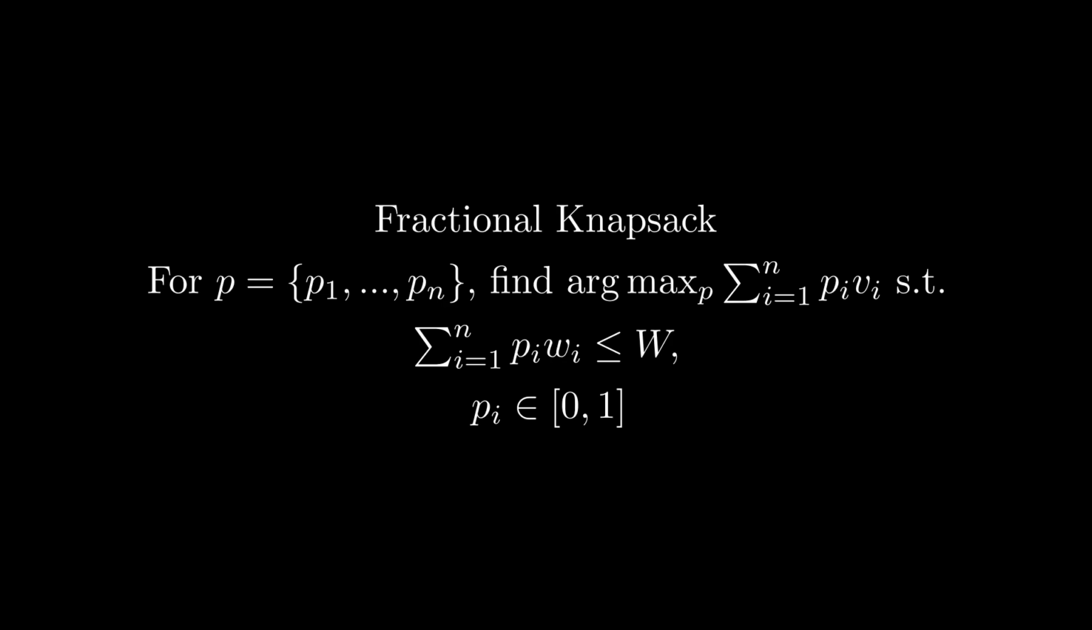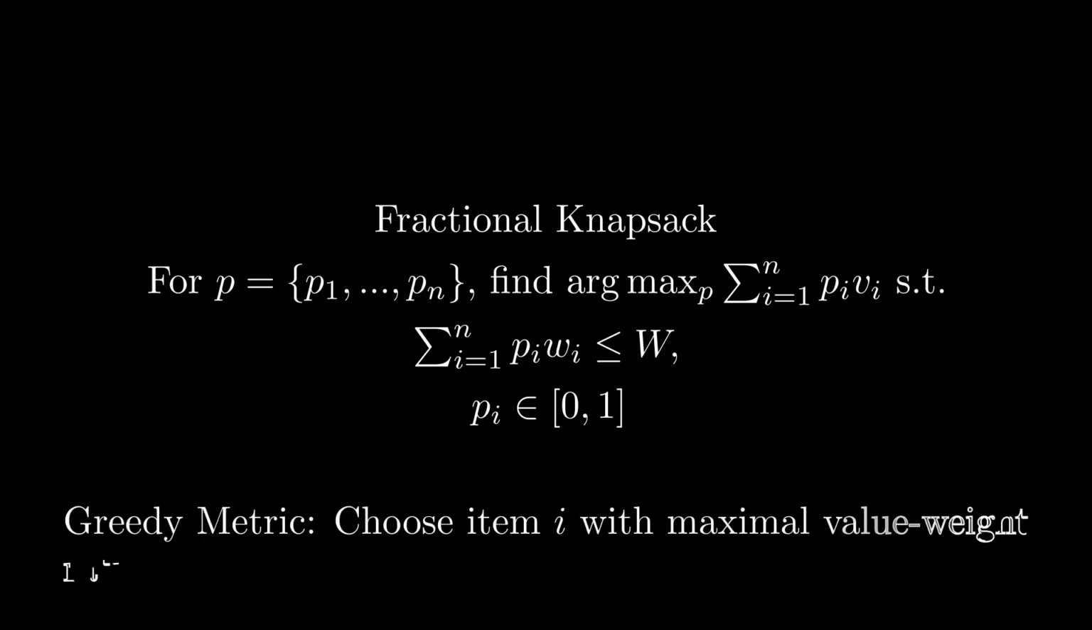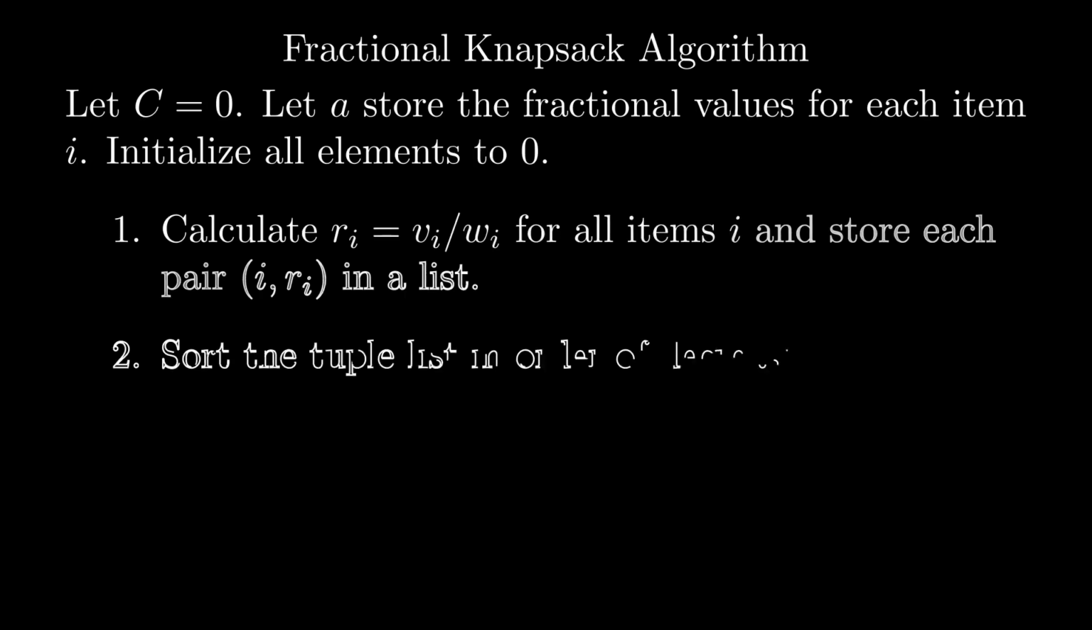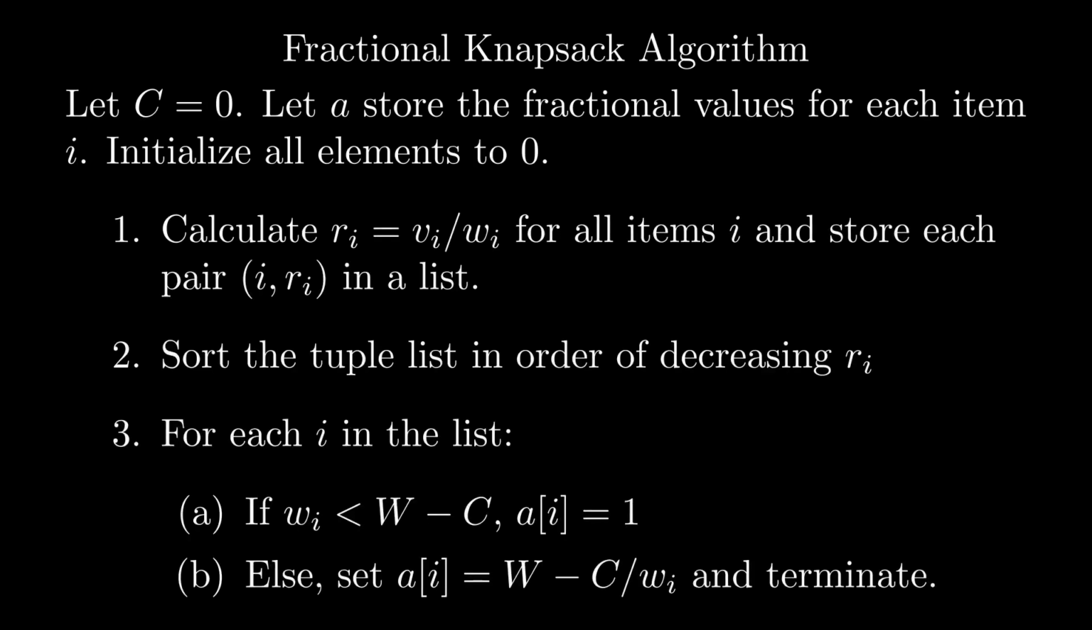Before we get into how to solve this problem optimally, let's make a few observations. If we want to maximize the total value of items in the knapsack, note that we want to maximize the ratio of value to weight. Hence, we want to choose those items with the highest ratio of value to weight. With this in mind, we can construct the following greedy algorithm. Let C = 0 denote the current capacity of the knapsack. Let A denote the vector which stores the fractional values for each item i. This vector is initialized to all zeros.